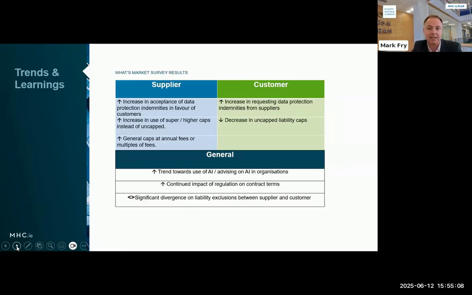For the uncapped liabilities, as a trend, it's still more common to see them for issues such as IP and confidentiality, but there is a clear trend for confidentiality that we're seeing: it's not as common as it used to be to have uncapped liability, particularly for contracts involving data or personal data. There's also, it's fair to say, a continued shift away from uncapped liability for data protection.